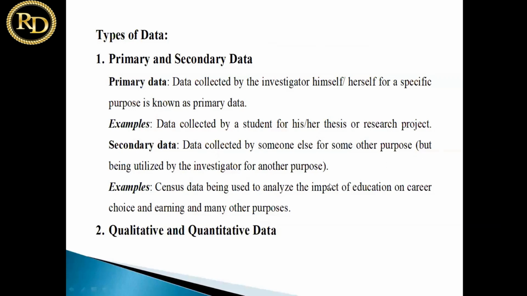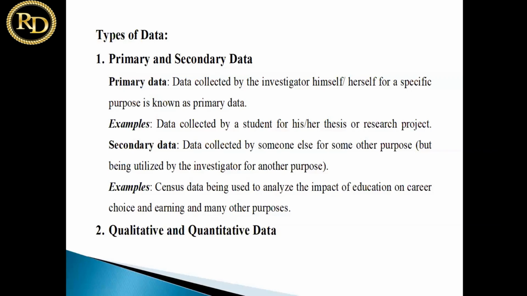And secondary data is the data which has been used earlier for some purpose, and we are using it for the same purpose or for some other purpose. Such type of data is known as secondary data. So data collected by someone else for some other purpose, but being utilized by the investigator for another purpose, or many times for the extension of the same purpose. For example, census data being used to analyze the impact of education on career choice and earning and many other purposes. So this is secondary data.